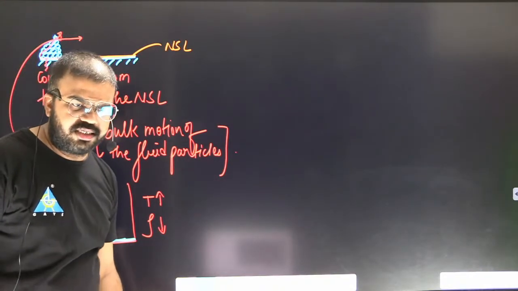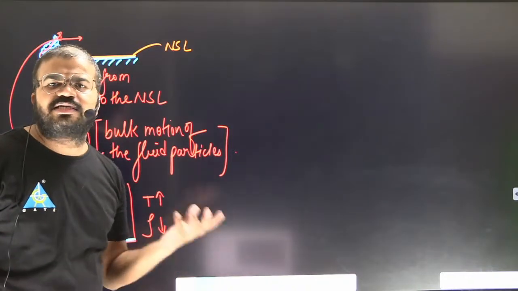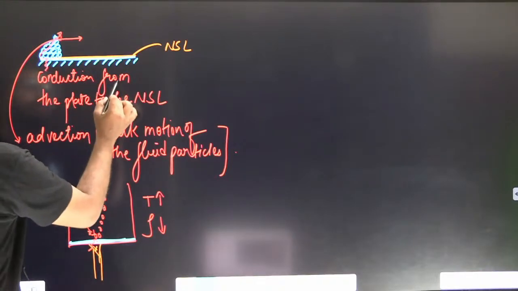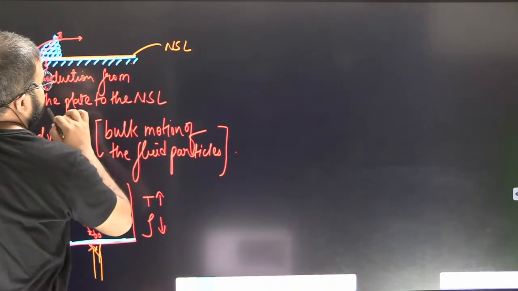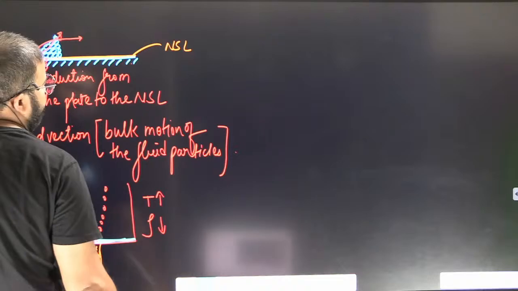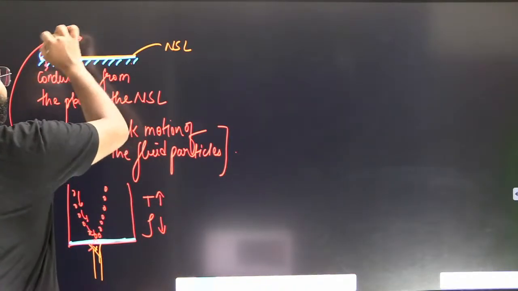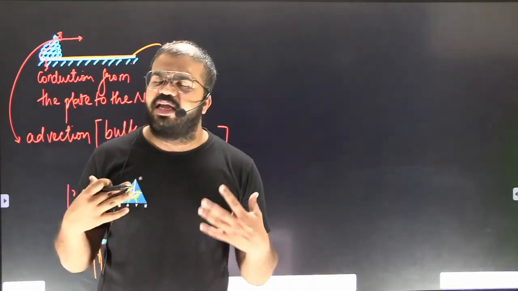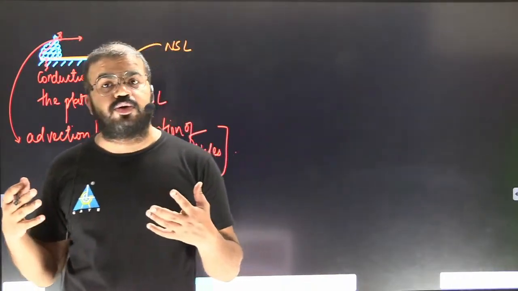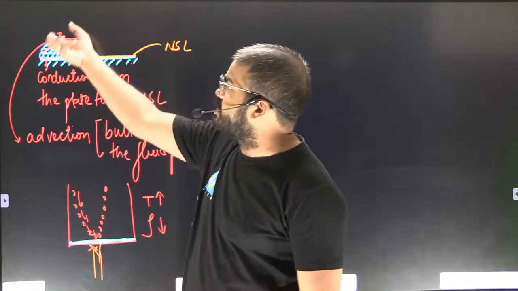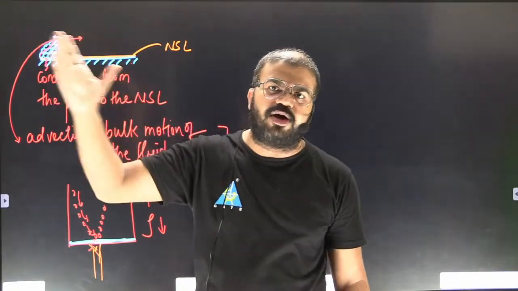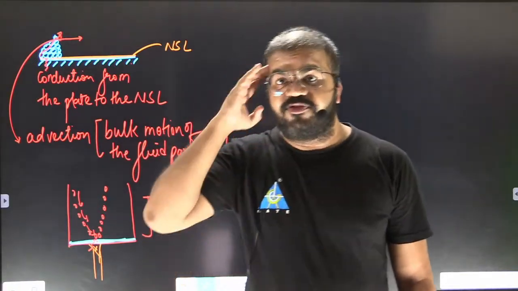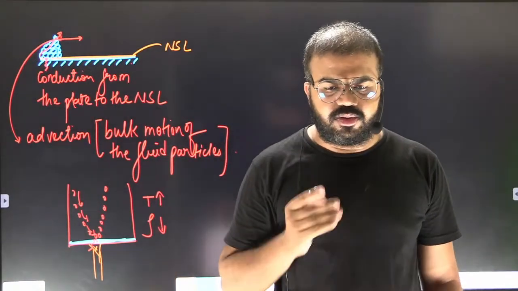Understood? So what is happening now? By conduction, this hot surface is giving heat to the no slip layer, and the other fluid particles are coming in, and since they have a heat storage capacity, they are able to store the heat. They will pick up some heat, and because they are already in motion, they will move away. Understood everybody? Is it clear or not? Yes or no?